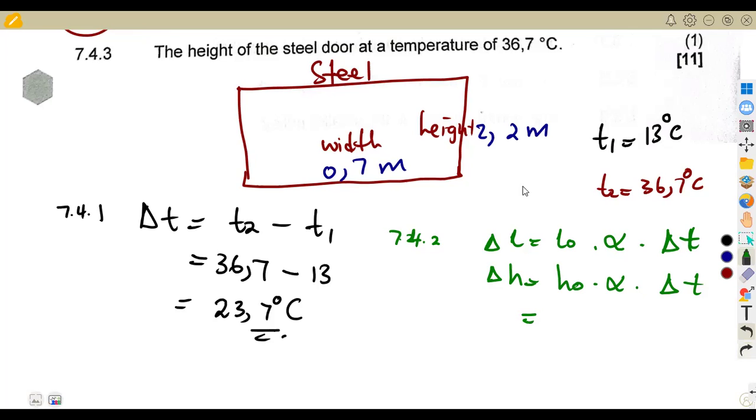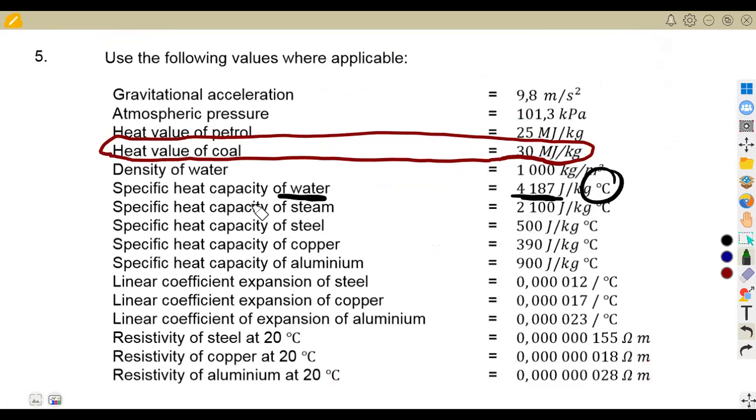So the original height is given as 2,2, times the linear coefficient of expansion of what? Of steel. We are dealing with steel, so we are going back to our information sheet. If we check here, for the linear coefficient of expansion of steel, this is our steel. The linear coefficient of expansion is given as this value here.